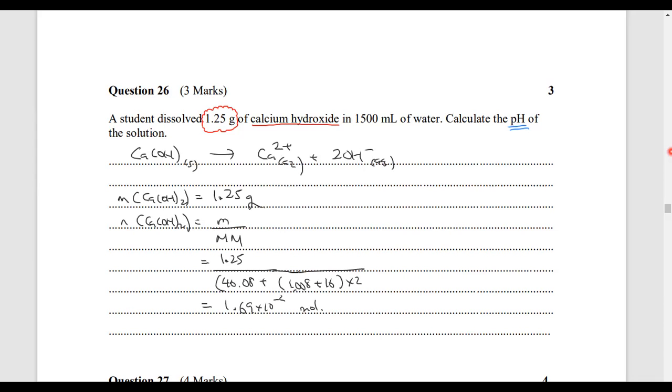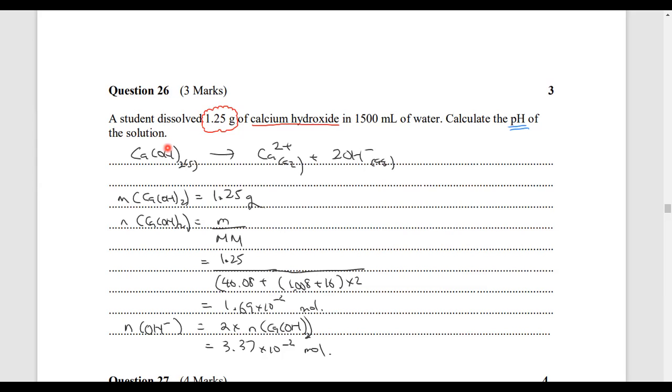Now, the number of moles of calcium hydroxide is that, but the number of moles of hydroxide will be 2 times the number of moles of calcium hydroxide. Just look at the equation we wrote above here, right? You've got calcium hydroxide, which should have a 2 there. That appears to be missing. It will become Ca2+ plus 2OH minus. So the number of moles of OH will be double this one, and so that would then be 3.37 times 10 to the -2 mole.